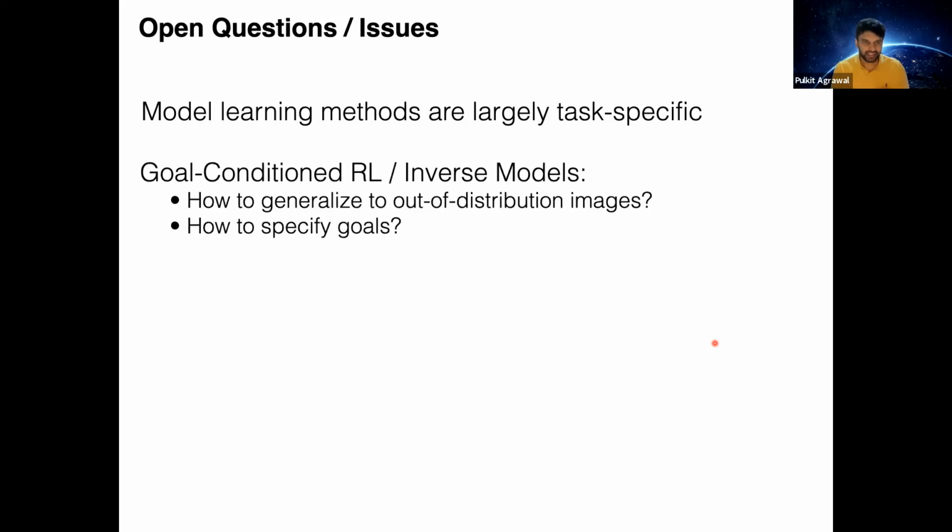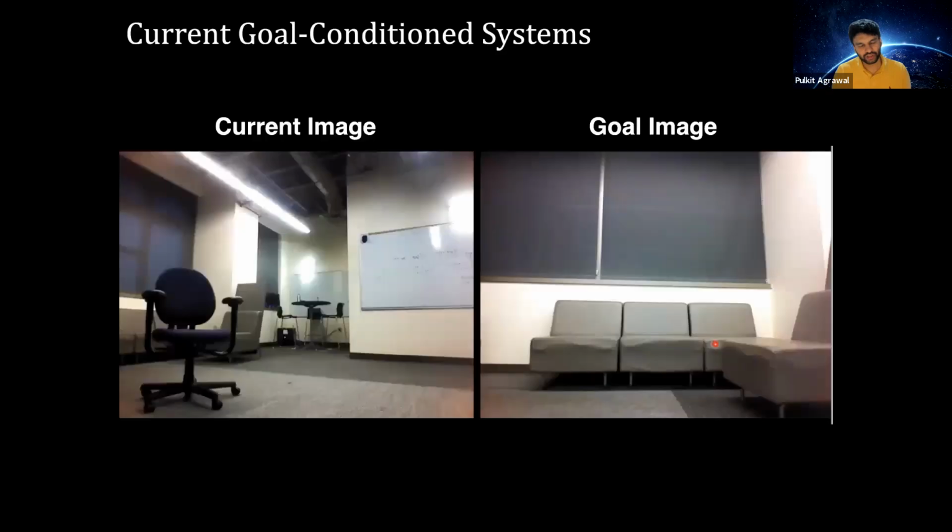The other question comes up in the context of inverse models or goal conditioned RL that we looked at in the last lecture. So one question is how to generalize to out of distribution images. And the second question is how to specify goals. How to specify goals is something we covered in the last lecture. Let me focus on the first point over here. So what do I mean by out of distribution images? Suppose, an example we saw was, given this current image and this goal image, I want to have my robot move from the current to the goal image.